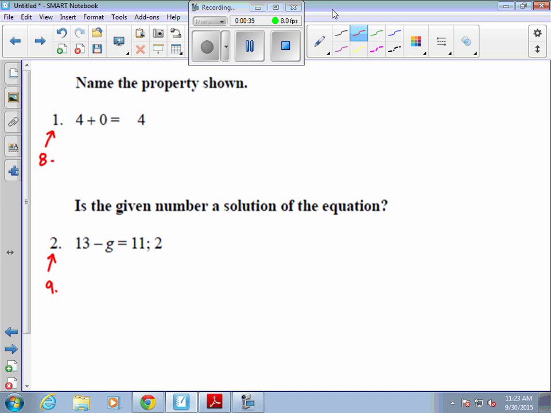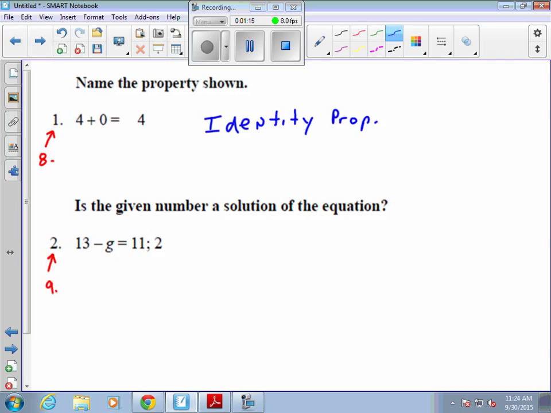The first one, number 1, again, if you're in third or fourth period, it'll be number 8. It says name the property for 4 plus 0 is equal to 4. What is it on the left side, and what is it on the right side? That's right, it doesn't change. It's 4 when it starts and it's 4 when it finishes. So that one is the identity property of addition because it says plus in the middle. Had it said times 1, then it'd be the identity property of multiplication.